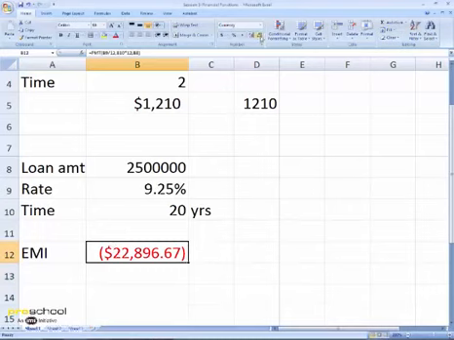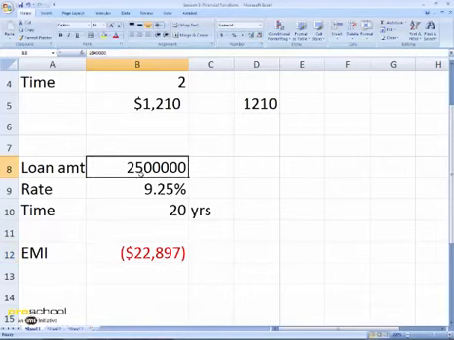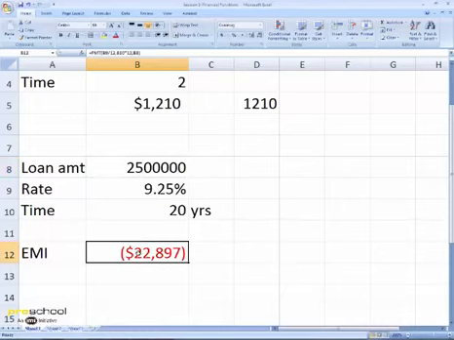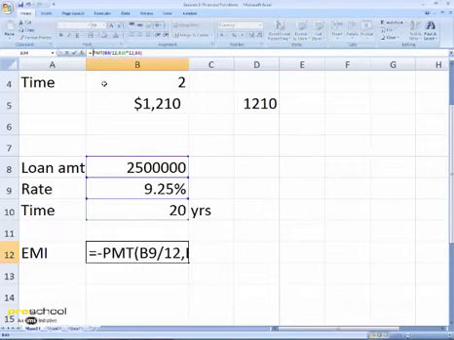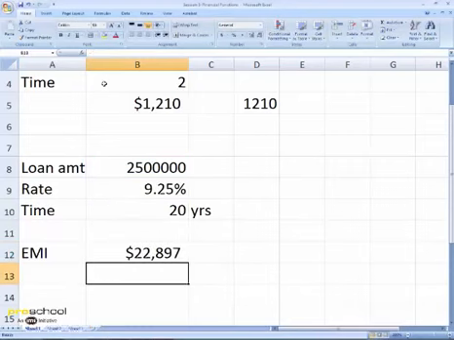If I just remove the decimals, and again, no prizes for guessing the negative sign: initially you took the loan from the bank, the money came to you, it was positive. The EMI you are paying, so money is going out from you, so it is negative. If you don't like the negative sign, just put a minus sign, and that's your PMT value, the EMI value.